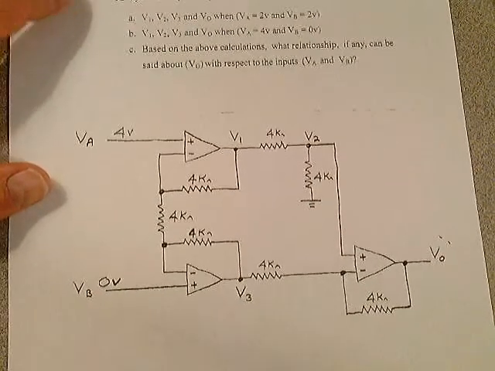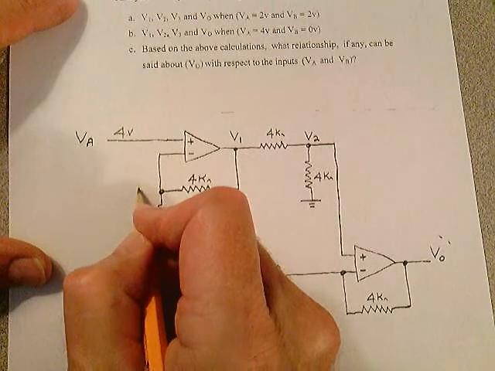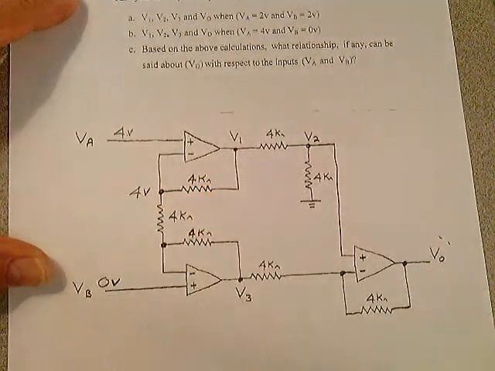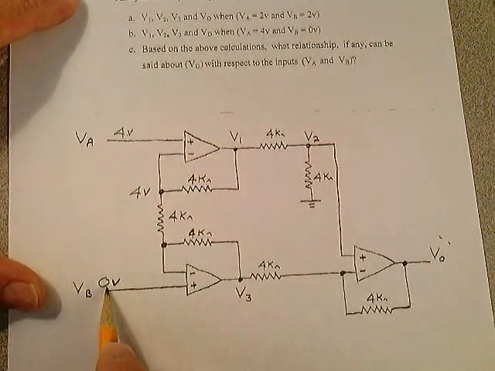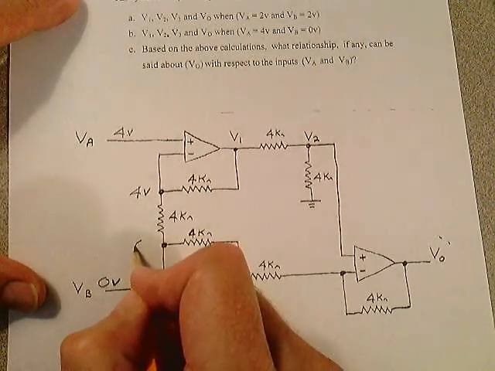Hopefully you did it this way. If you have 4 volts here and you can project that to this point, that gives us 4 volts at that point. If you have 0 volts here, you can always project it over here for the reasons we discussed, and that gives you 0 volts.